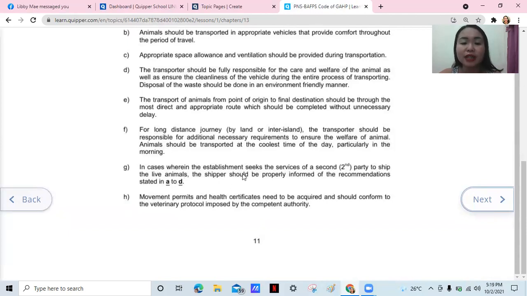And in cases wherein the establishment seeks the services of a second party to ship the live animals, the shipper should be properly informed of the recommendations stated from A to D. No?